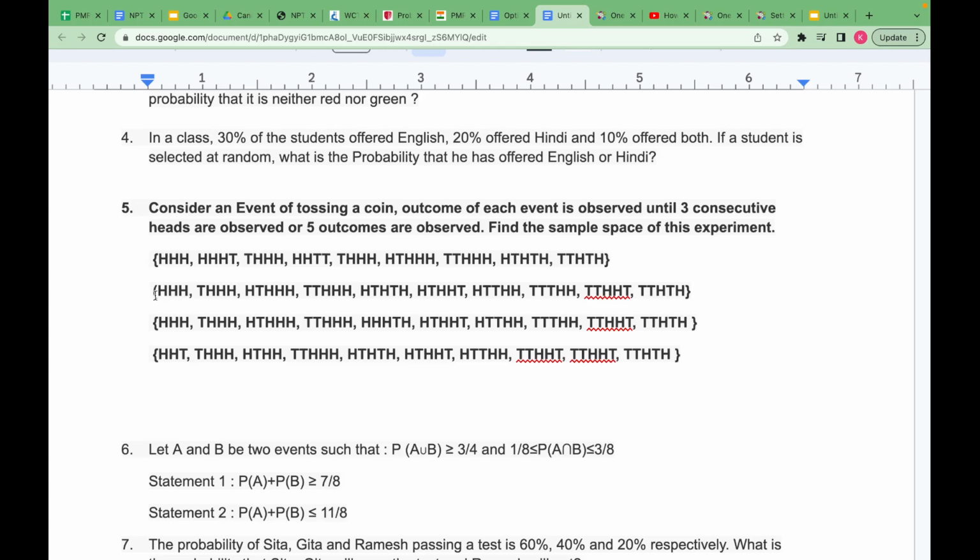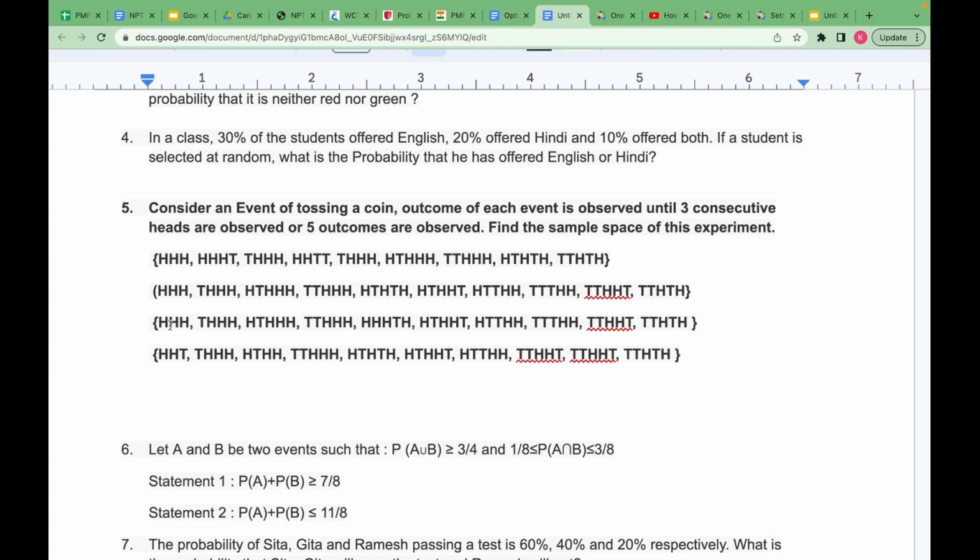Then moving to the next section. It is three heads, that is correct. Then one tail and three heads, this is also correct. Then this is also correct because it has three consecutive heads and it also has a total of five outcomes. This one is also correct. Then this one is also correct because it has a total of five outcomes. Okay. This one also has a total of five outcomes, and it does not have three consecutive heads. Similarly, this is also correct, this is correct, this is correct, and this is correct.